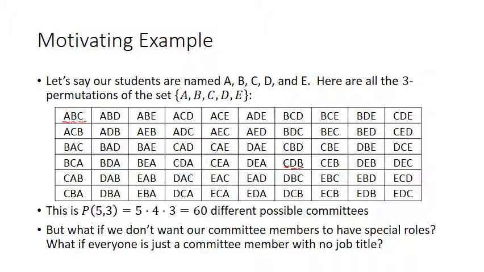So the way you get this number 60, if you don't want to make the whole table, is it's P(5,3). And another way you could do it is you could just say, okay, I have 5 choices for my president, 4 choices then after that for my treasurer, and then 3 choices left for your secretary at that point. So that would be 60.